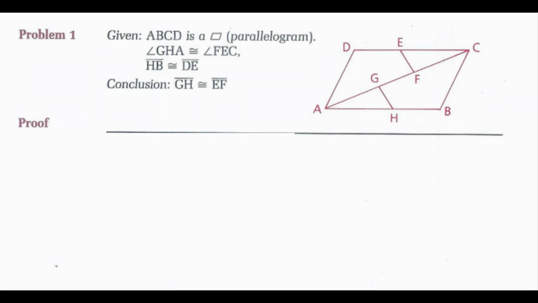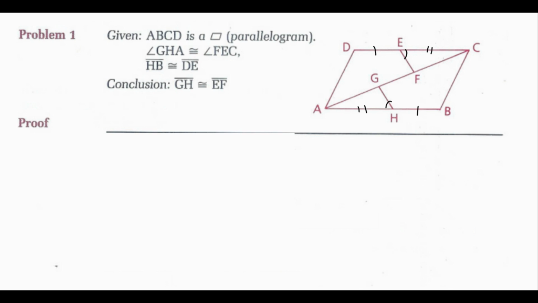Now let's look at our givens and then mark our diagram. So first we have ABCD as a parallelogram. This can tell me lots of different things, so we'll come back to this one. Angle GHA is congruent to angle FEC, so this angle is congruent to this angle. And then side HB is congruent to side DE. Now, based on the definition of a parallelogram, I know that opposite sides are congruent. So side DC would be congruent to side AB. Well, if I have two congruent pieces of this side, I could use the subtraction property to show that side AH is congruent to side EC.